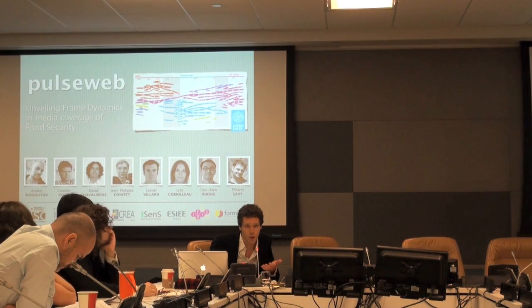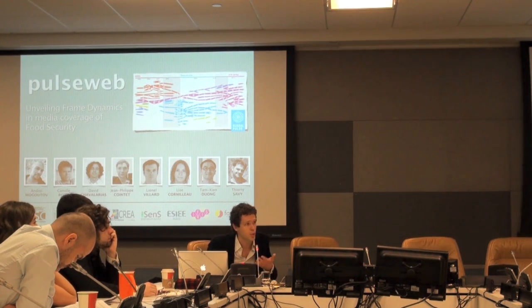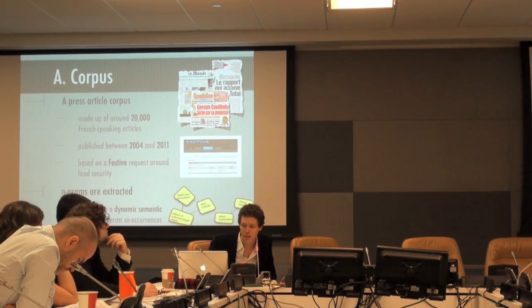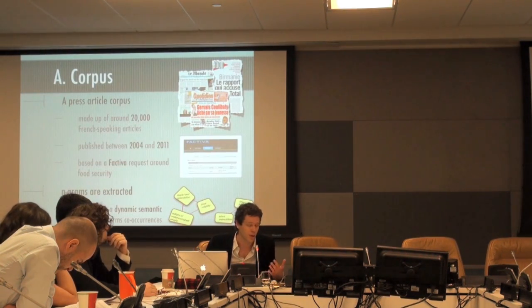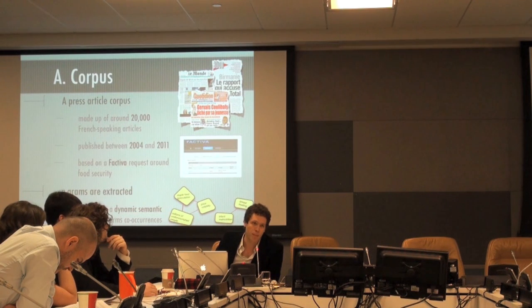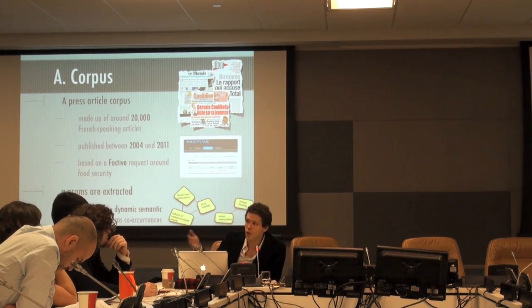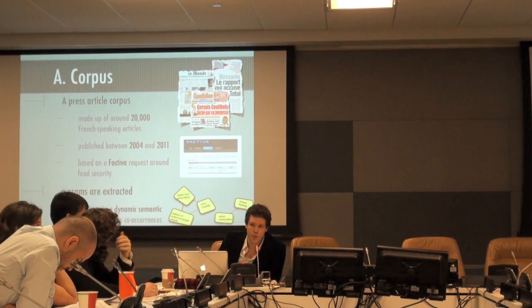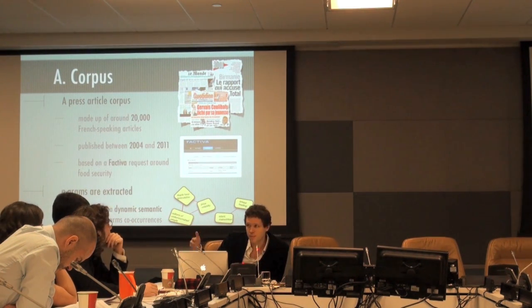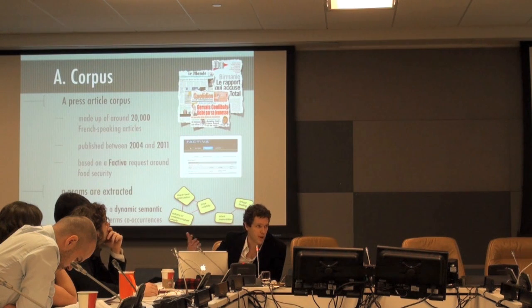As Robert said, the corpus is related to food security, so we were interested in everything that related to the notion of food safety. And we started with a corpus of press articles that's been made up of about 20K articles that were collected around a period of several years, from 2004 to 2011, that was based on a very simple request in a database that provides those articles.